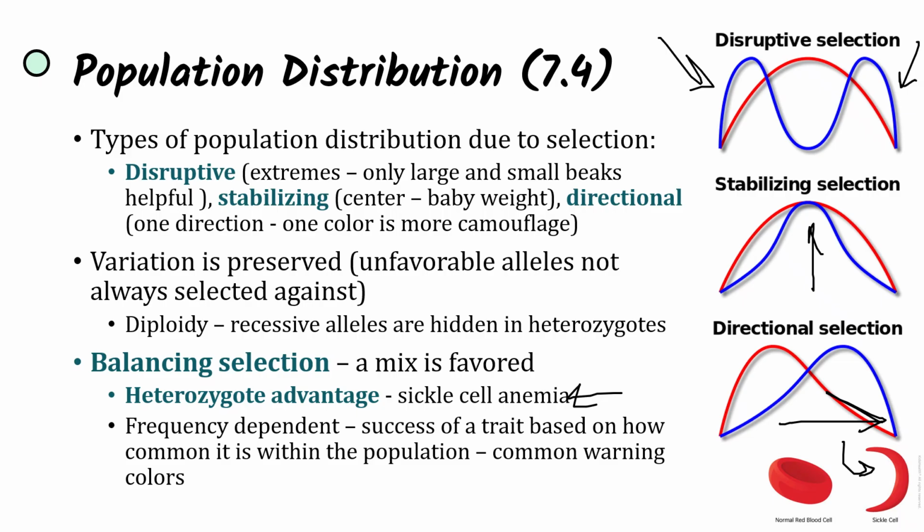There's also frequency-dependent selection, where the success of a trait is based on how common it is within the population. For instance, if you have a lot of individuals within the population with warning colors, that's going to protect the population overall, because if they have bright colors, like poison dart frogs, then predators know to stay away from those individuals in that population as a whole. As a result, there's going to be more survival and reproduction.